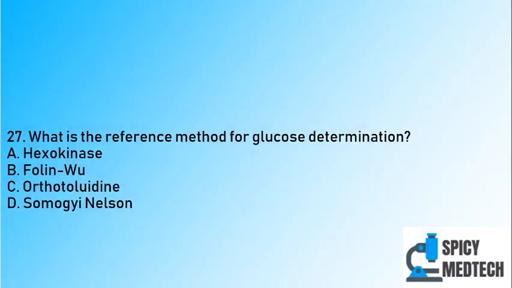Number 27. What is the reference method for glucose determination? A. Hexokinase, B. Folin-Wu, C. Orthotoluidine, or D. Somogyi-Nelson? So the answer for number 27 is letter A, hexokinase.